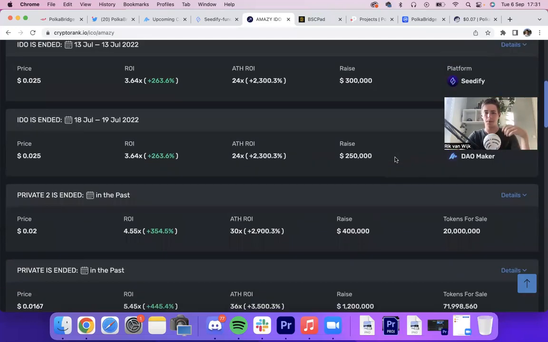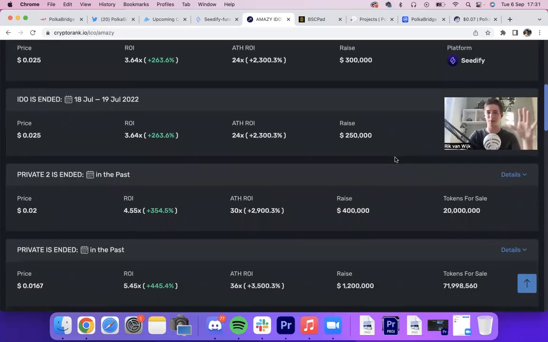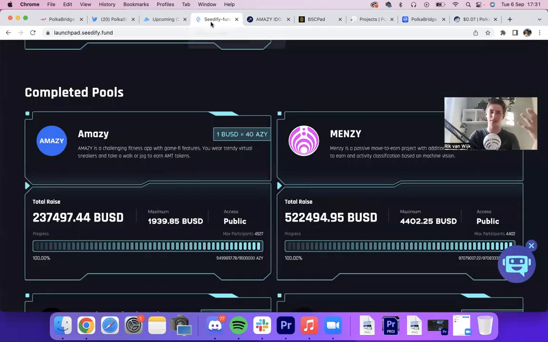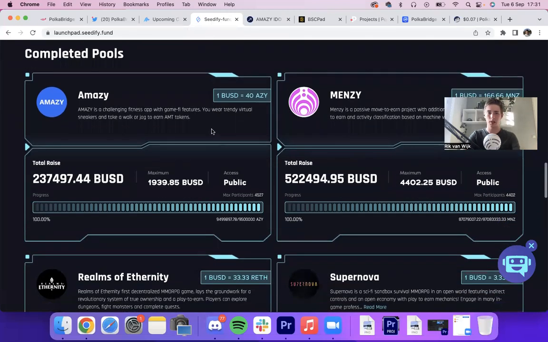And overall, please correct me if I'm wrong, but I haven't seen any tier 3 Launchpad getting these types of returns during the bear market. You just don't see that often. And again, Amazi is a bit of a unicorn, right? We're going to see that in a bit if we look at the other completed pools.